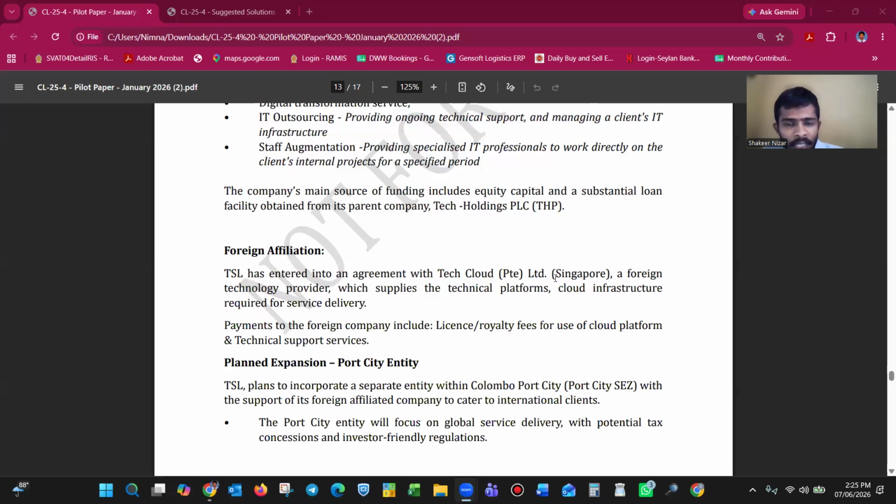TSL has entered into an agreement with Tech Cloud PTE Limited, Singapore, a current technology provider which supplies the technological platforms and cloud infrastructure required for service delivery. It's given like that. Okay.